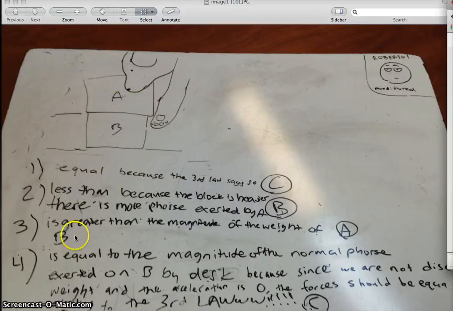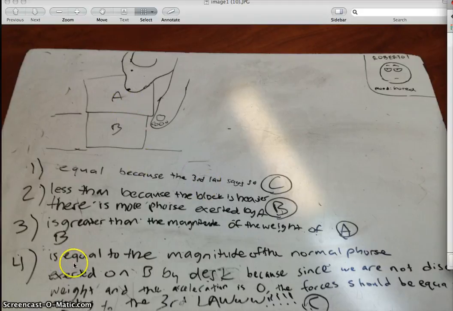And for 3, we got this one wrong too. It's just a rewording of 2. So this is supposed to be equal as well, because again, since the force of gravity of A is pushing on B, B has to push up with the same amount of force due to the third law.